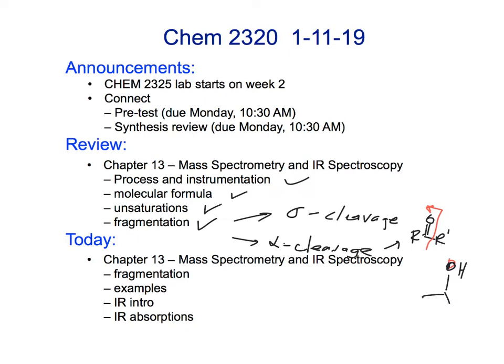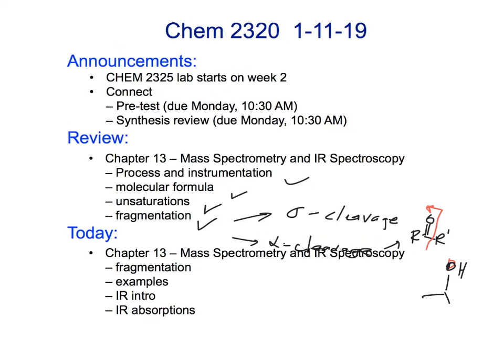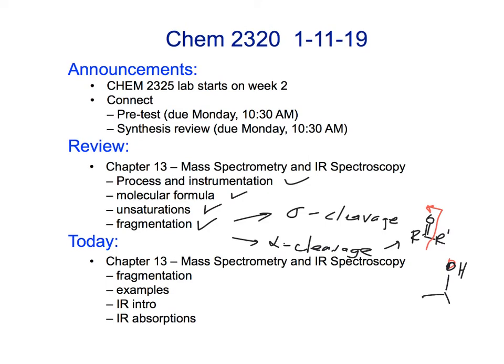The alcohols cleave in the same way. If we have the alcohol, it will cleave one of these positions adjacent to the alcohol with the cation going to the alcohol side. So these are the two types of cleavage mechanisms we've seen.